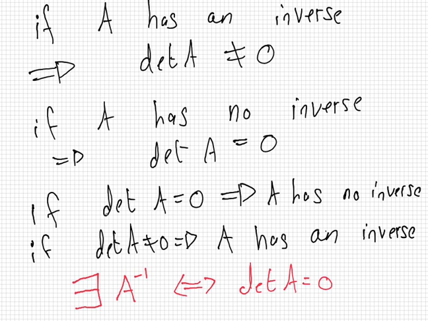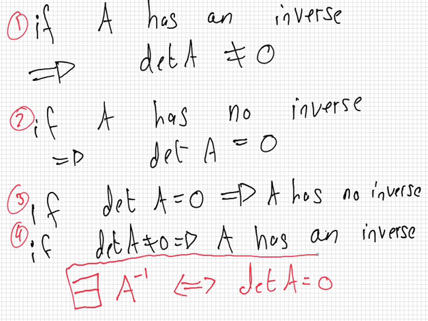So those 1, 2, 3, 4, I can write that as one short rule here. If there's an inverse, that means the determinant is not 0. If the determinant is not 0, that means there's an inverse. And then the negative is true. If there is no inverse, then that means the determinant is 0.